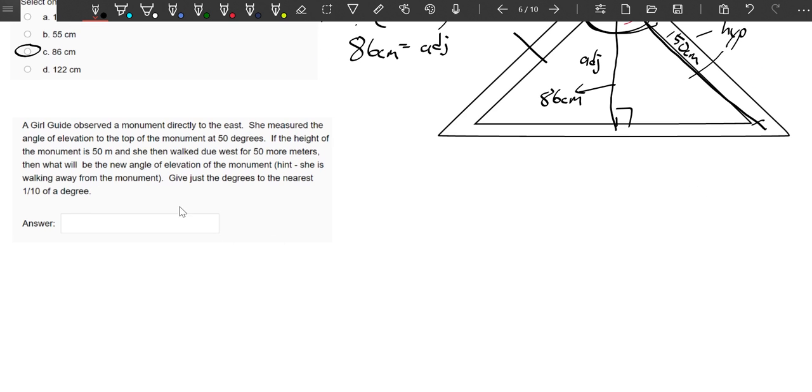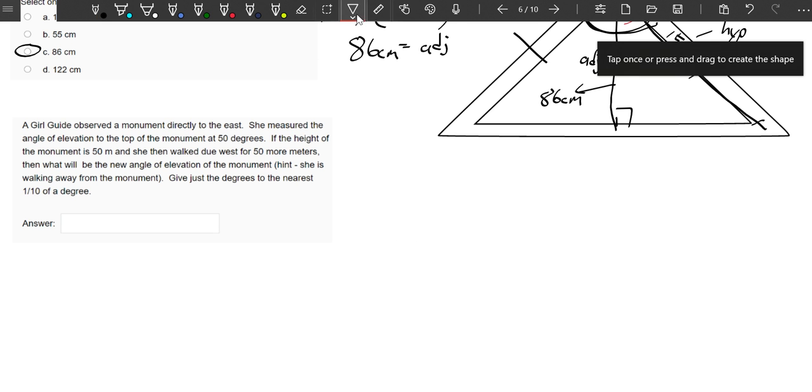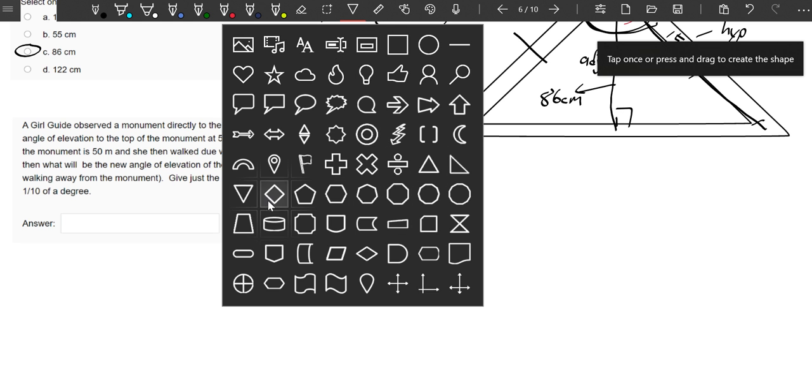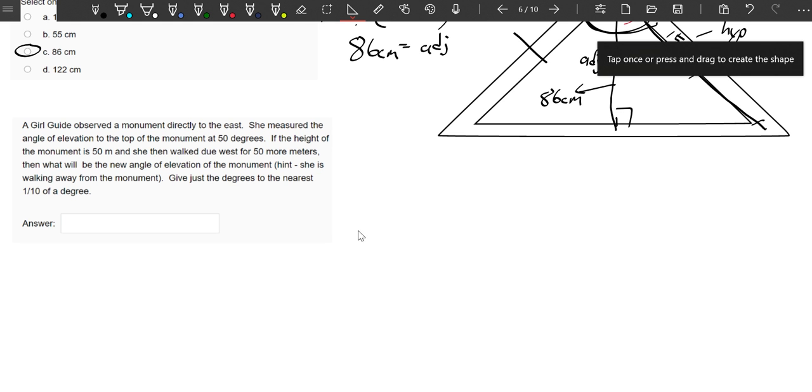Next, a girl guide observed a monument directly to the east, presumably of herself. She measured the angle of elevation to the top of the monument at 50 degrees. So we've got a triangle, which I'm going to draw a right triangle.